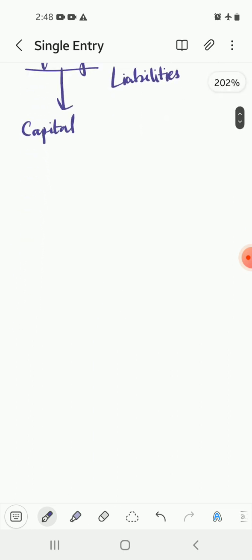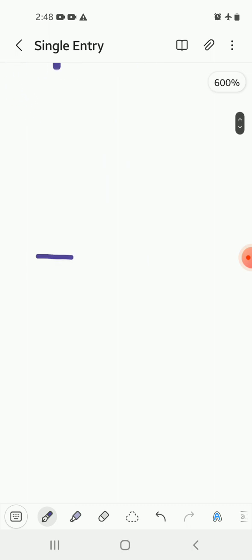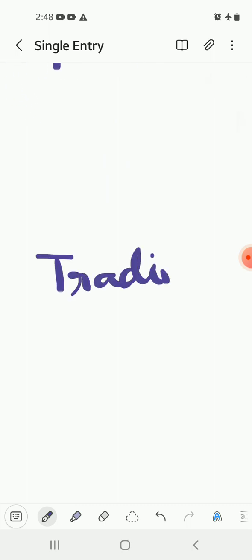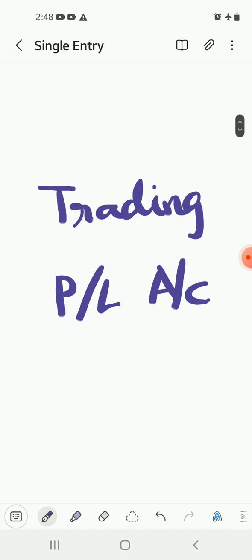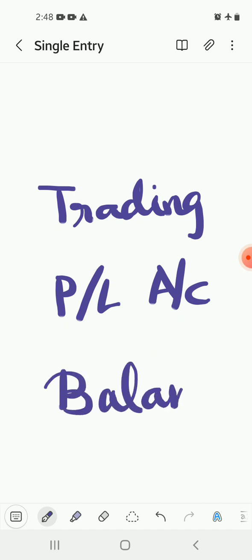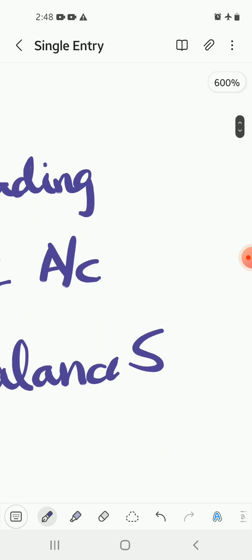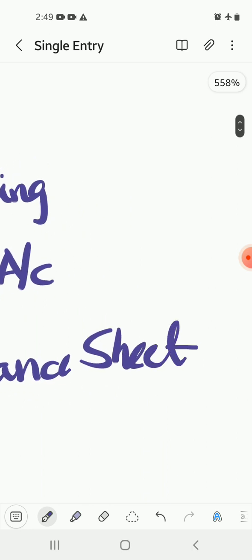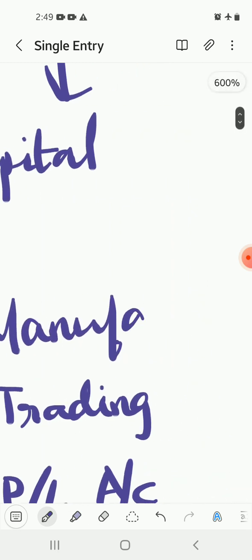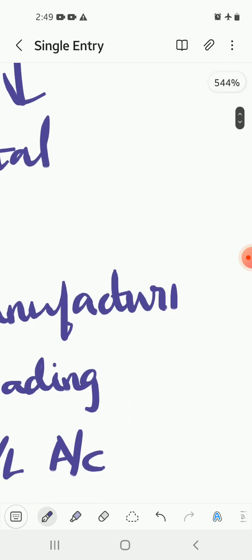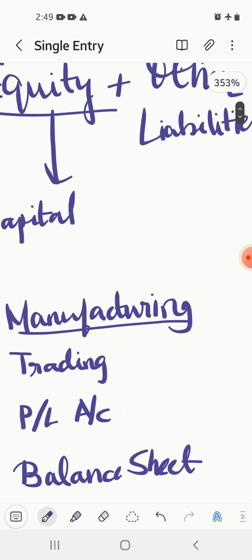Normally, we prepare the trading account, the PL, profit and loss account, and then the balance sheet. This is known as the final accounts. These are prepared in case of manufacturing units. So if I have a manufacturing company, they perform various accounting practices and make a trading account, a PL account at the end of the year, and then we have a balance sheet where equity and liability is equal to the assets.